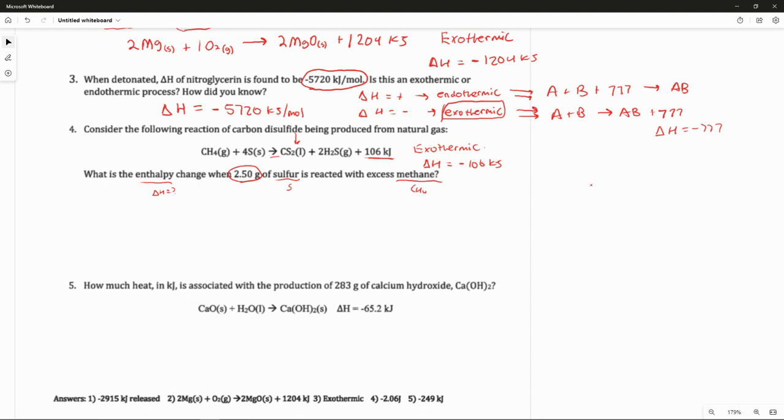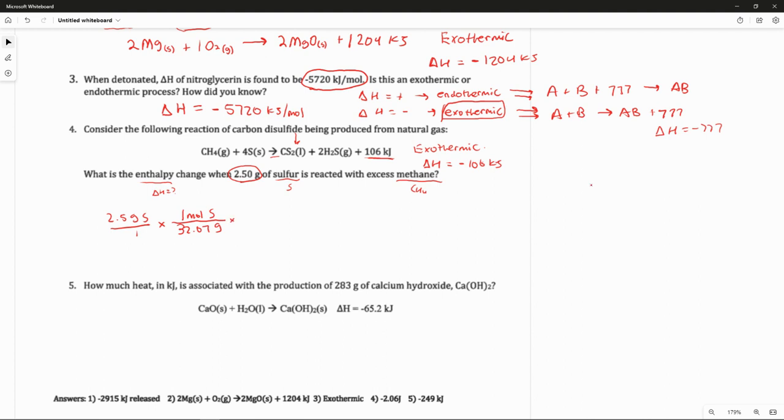Now, the question truly asks us for the enthalpy change when 2.5 grams of sulfur is reacted with excess methane. So we can set it up using dimensional analysis. 2.5 grams of sulfur will react with excess methane. The molar mass of sulfur is going to be 32.07 grams, and then 1 mole of sulfur.